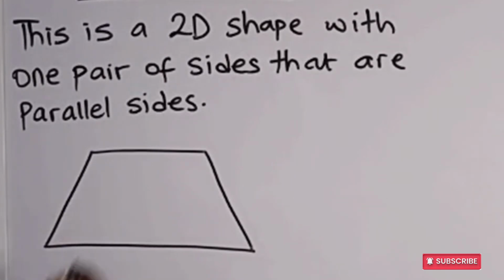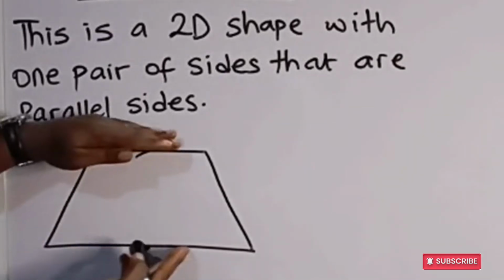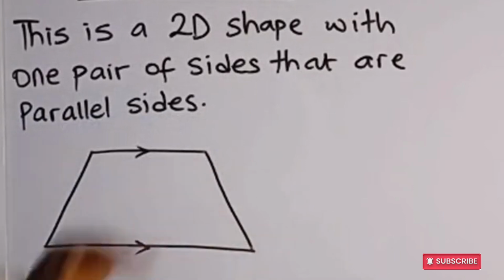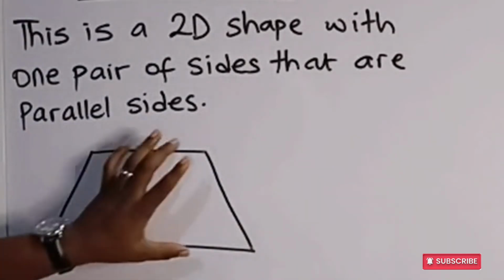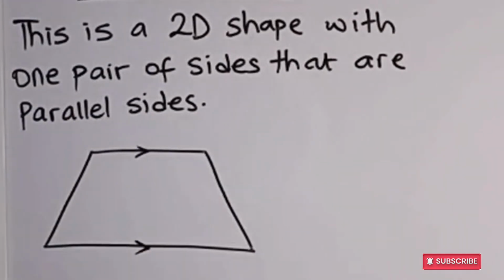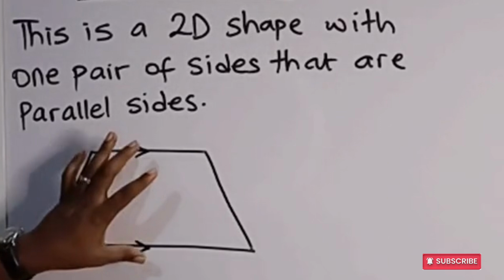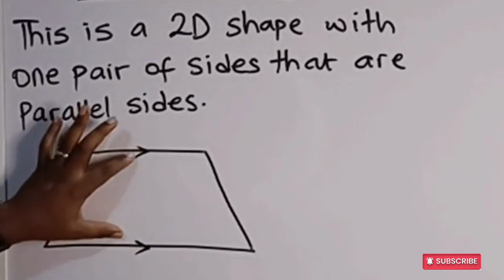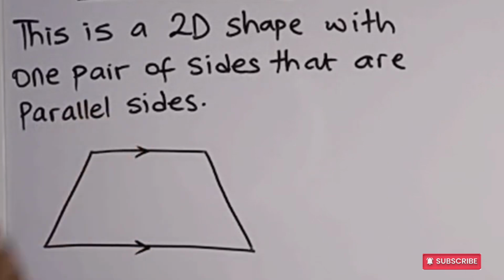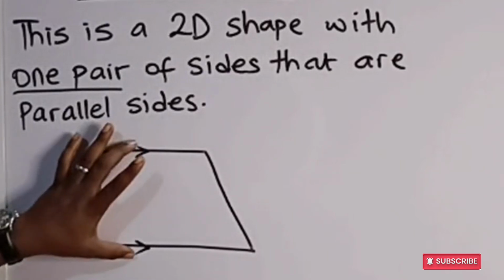If you look at this shape, these two sides are parallel. That means if you extend these lines continually, they will never meet. So if they keep extending, they will never meet. So this makes them parallel lines. So this is a pair, one pair.